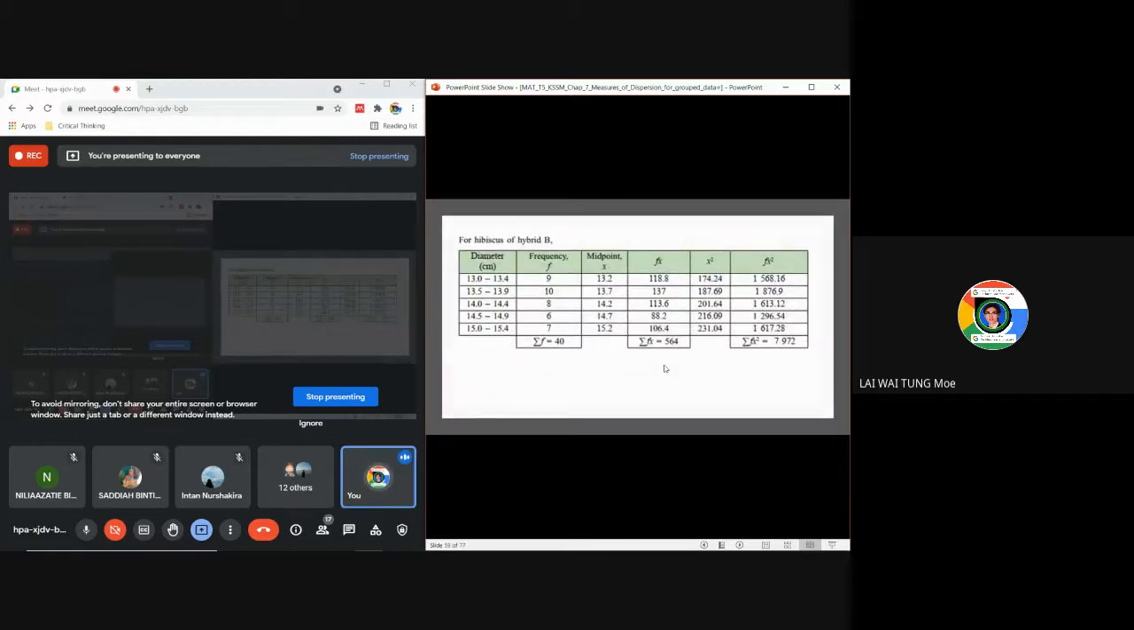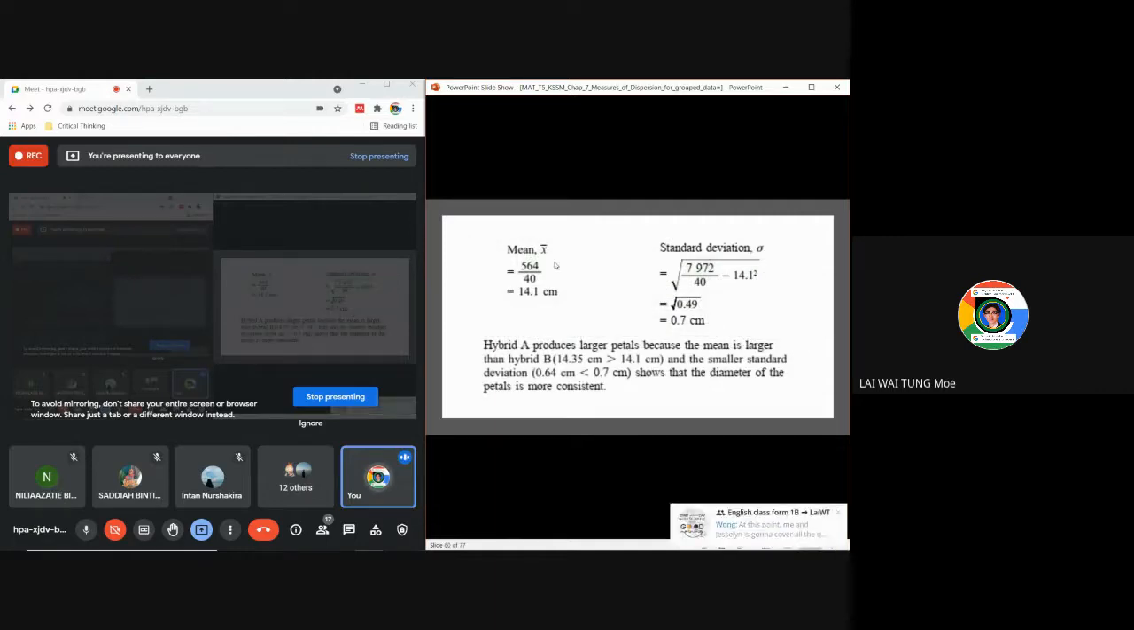to do the same thing for hybrid B. You just copy back the same thing from the question, the diameter and also the frequency. Just copy paste. Make sure you don't copy wrongly, especially the values. And then do the same thing. You get the x, the fx, x squared, fx squared, and then substitute all these values into the formula, and you will get the mean and also the standard deviation for hybrid B.